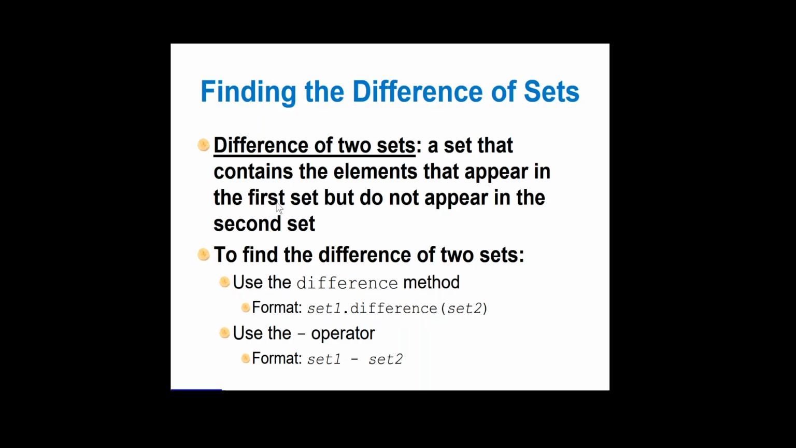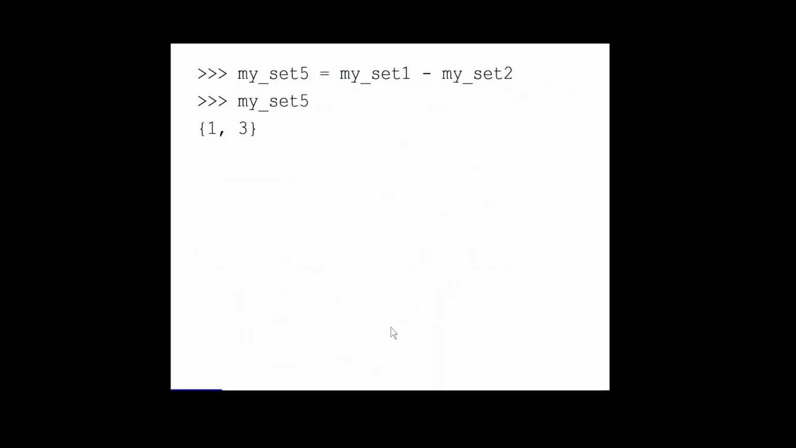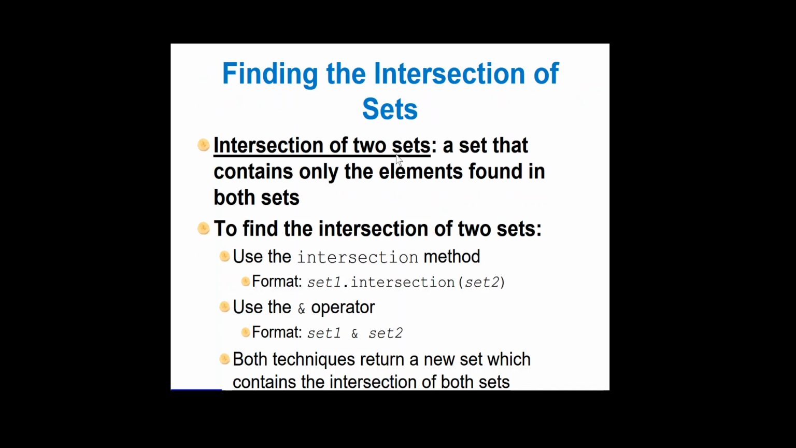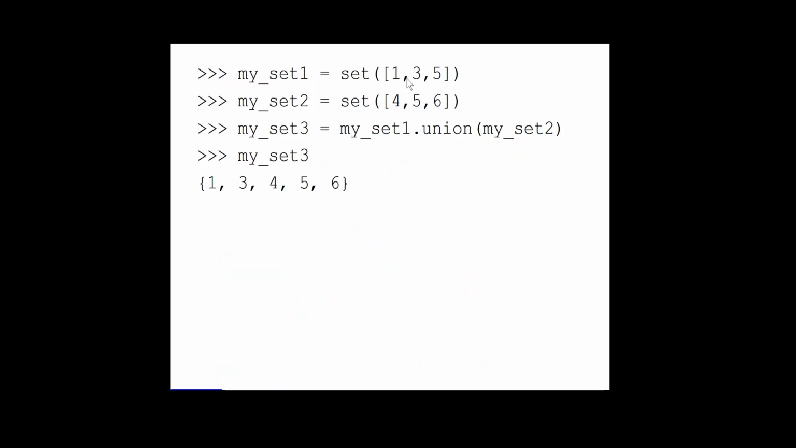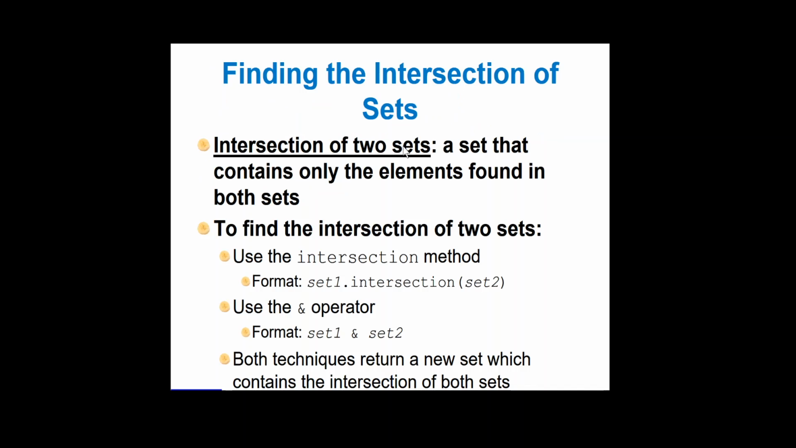Okay, difference of sets. The difference here means the elements available in set 1 that are not available in set 2. If we say set 1 minus set 2, actually the difference is not exactly minus, it's just the difference. So we can use the built-in difference method, or we can use the minus operator, and in that case we will get the elements available in set 1 not available in set 2. Now look, what's available in set 1 not available in set 2? 1 and 3. Available in set 1 not available in set 2.